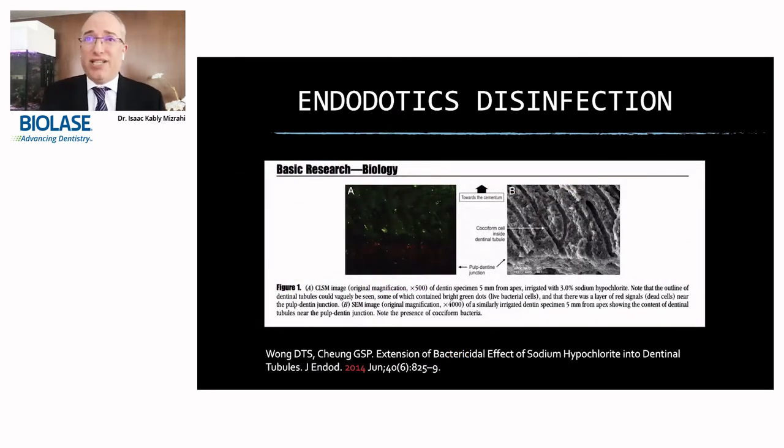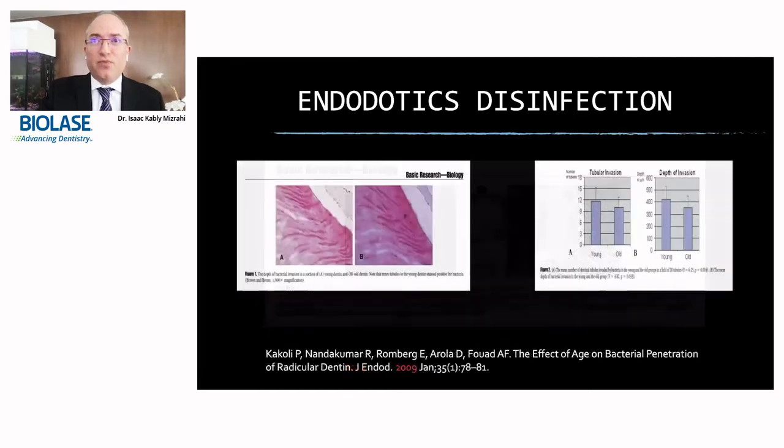In 2014, we see Wang, who published these images where the bright green dots you see right here represent living bacteria after 3% sodium hypochlorite irrigation. So some of these bacteria are still inside the root canal after root canal irrigation.